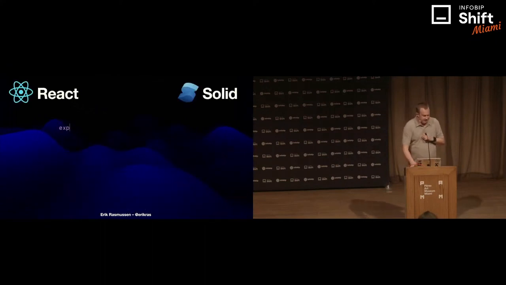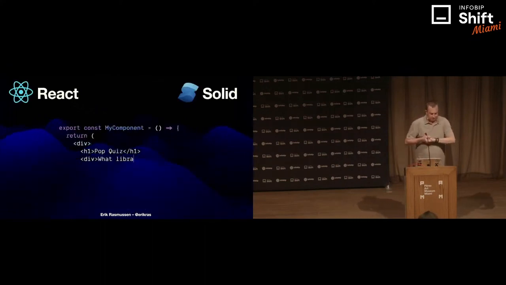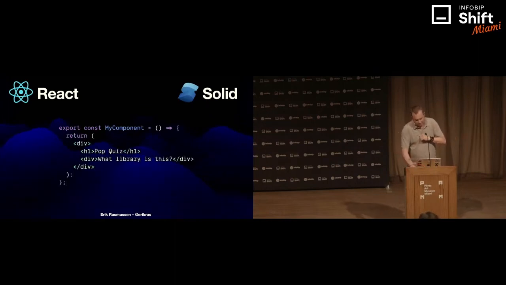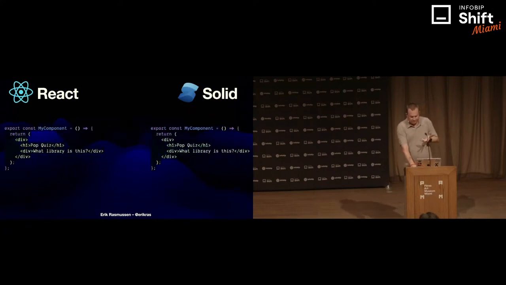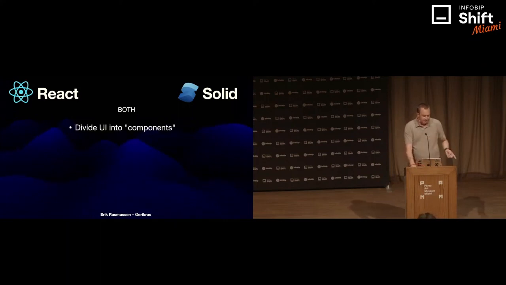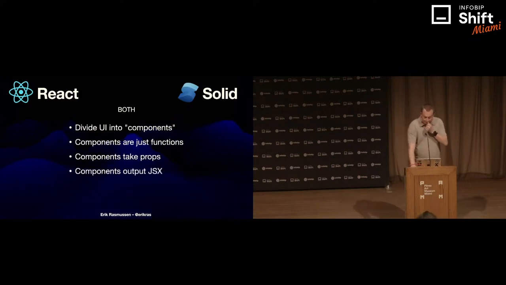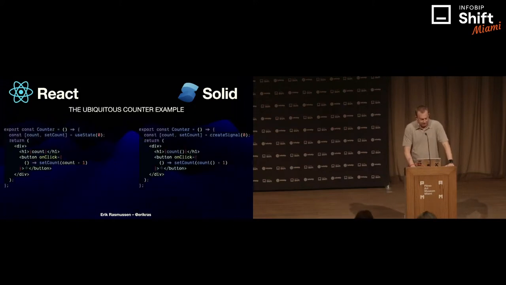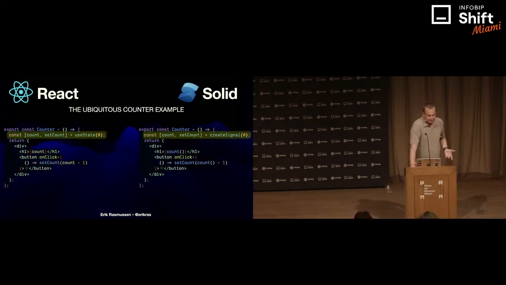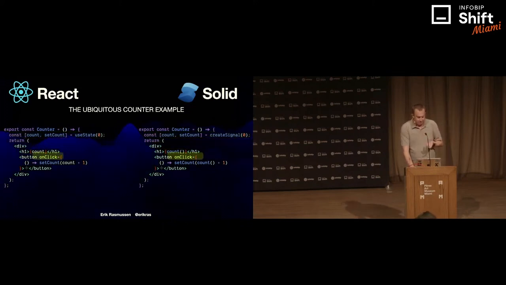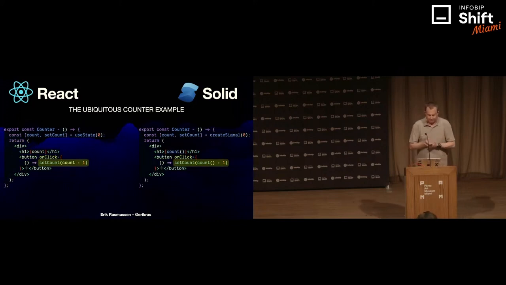So, pop quiz. Is this a React component or a Solid component? Well, the answer is sort of both, because this is how similar the React and Solid API is. Both React and Solid divide UI into components. Components are just functions. Components take props, and they output JSX. So let's look at the ever ubiquitous counter example. So you got a button on the page, and we're going to increment a counter on the page. So in React, we use useState, and in Solid, we use createSignal. We display the count, and on our button, we have a set count that will update our count.